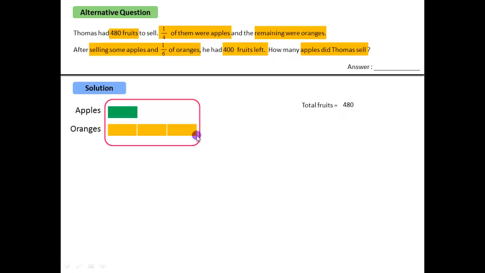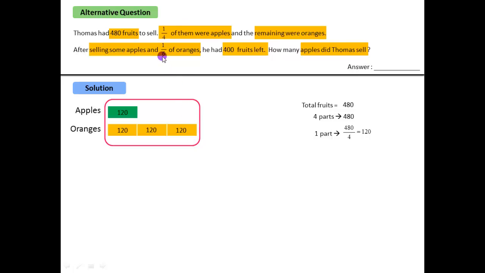Let's look at this model. There are 4 equal blocks. So 4 parts is equal to 480, which means 1 part or 1 block is equal to 480 divided by 4, which gives us 120. So the value of each block would be 120.